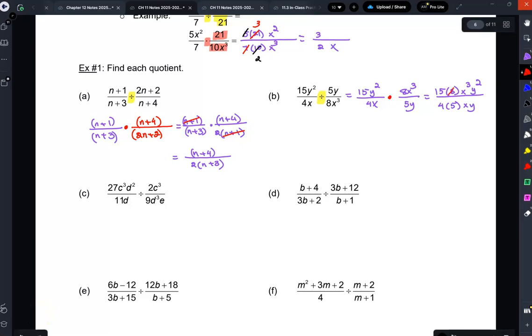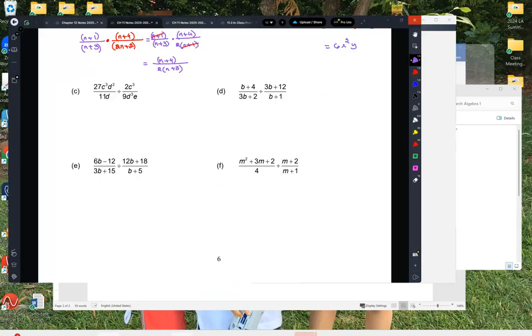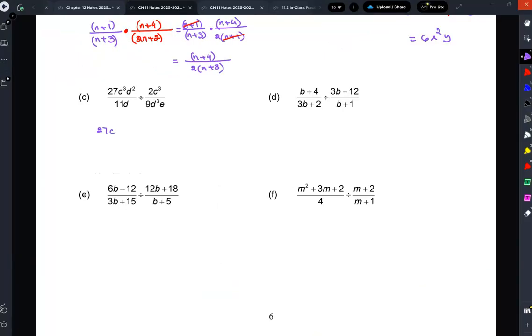Right, so here, the 8 and the 4 give me 2. The 5 and the 15 give me 3. So I have 6 on top, x squared on top, y on top. Okay? Yes? Okay, let's do this one. So here, I have division again. So let's see. I have 27 c cubed d squared over 11d. This one, it'll be times 9 d cubed e over 2c cubed.